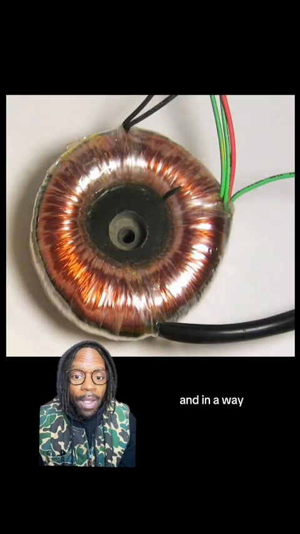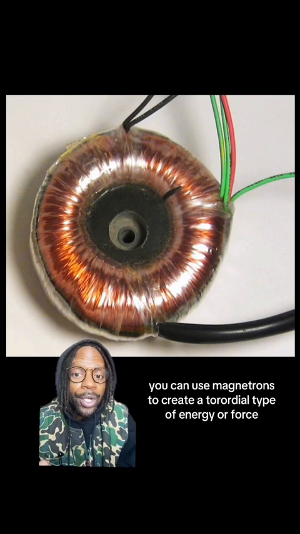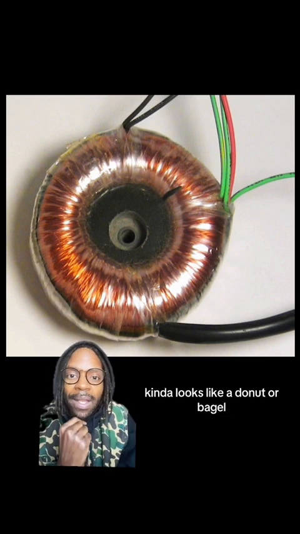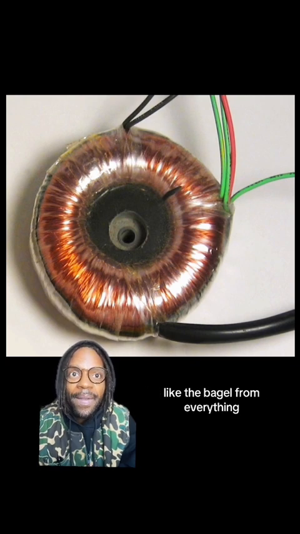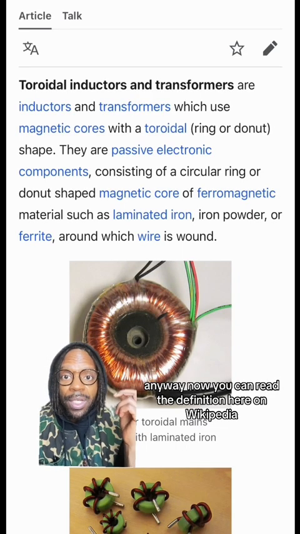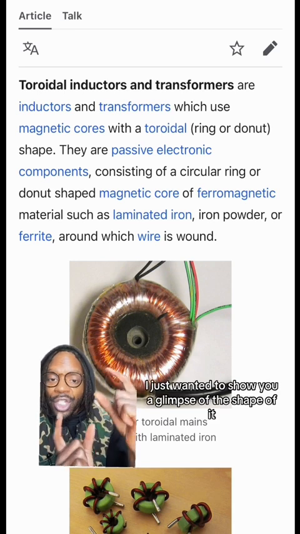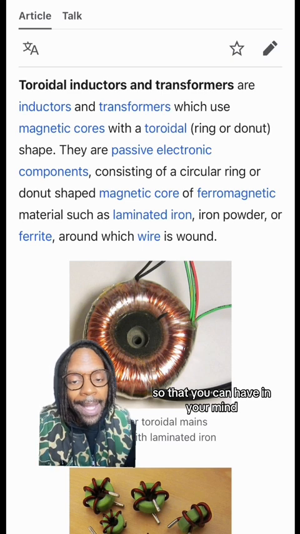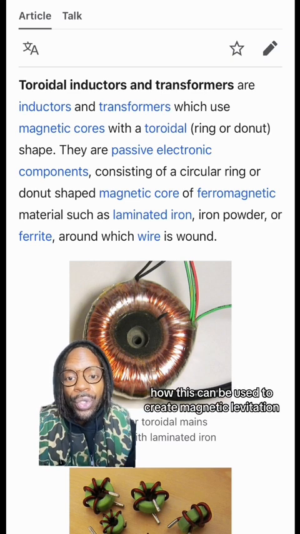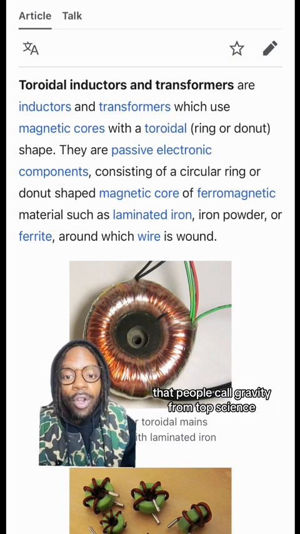And in a way, you can use magnetrons to create a toroidal type of energy or force. Kind of looks like a donut or a bagel, like the bagel from Everything, Everywhere, All at Once, that film. Anyway, now you can read the definition here on Wikipedia for this toroidal inductor. I just wanted to show you a glimpse of the shape of it so that you can have in your mind how this can be used to create magnetic levitation that people call gravity.